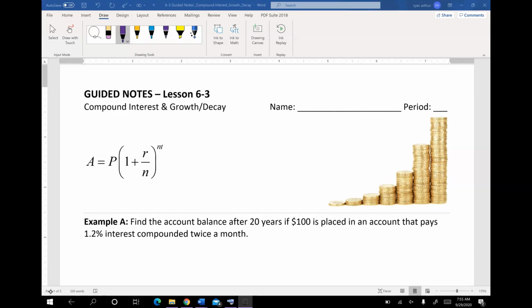So first, let's look at the equation, okay? So I have the equation right here. A equals P times 1 plus R over N to the NT. It looks pretty nasty, but it's not that bad. But you do need to know what your variables stand for, okay?